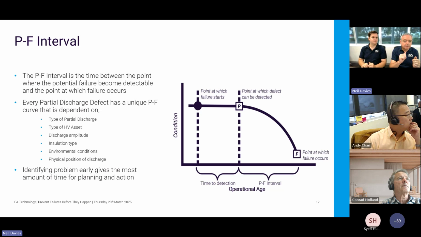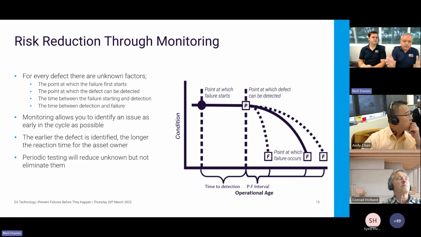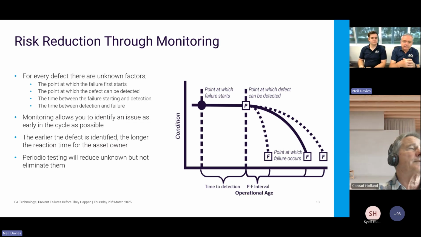Okay, let's click on that one. So it's different. Now, the whole point about monitoring is you will get that warning very early, and that will give you the maximum amount of time to test. So for example, instead of the 1 year P2F interval, we have a 4-month P2F interval. So from when it instigates, when you can see it, to when it fails is only 4 months. An annual survey is only going to give you a 33% chance of finding that.